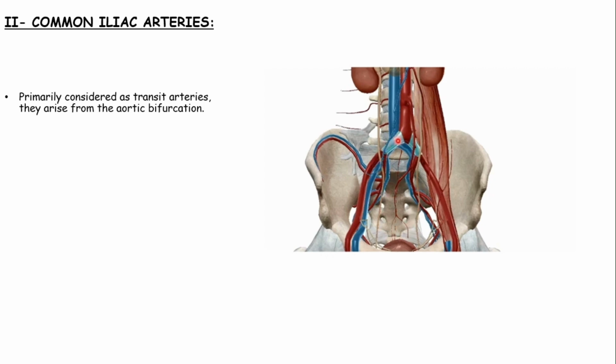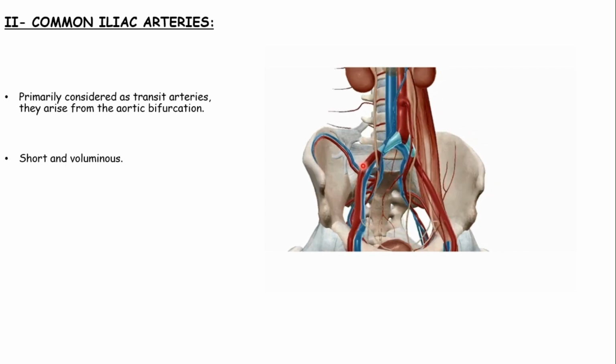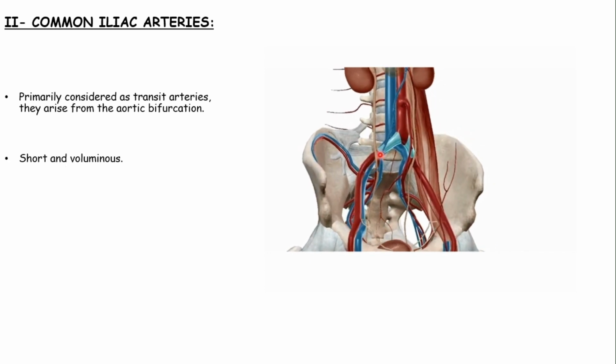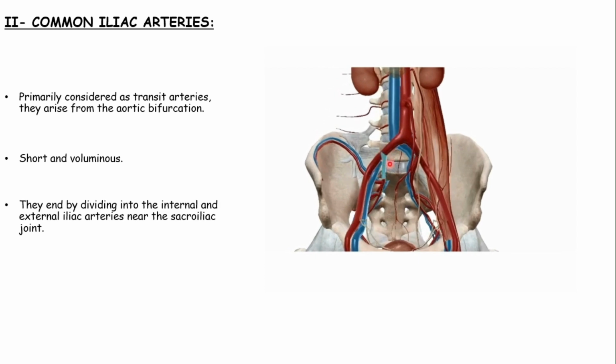Primarily considered as transit arteries, they arise from the aortic bifurcation. They are short and voluminous. They end by dividing into the internal and external iliac arteries near the sacroiliac joint.